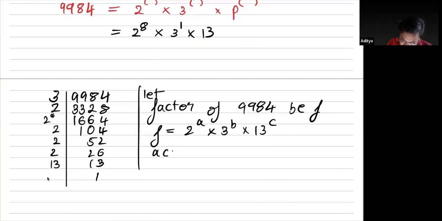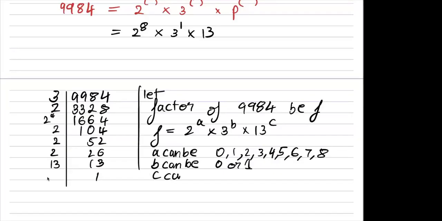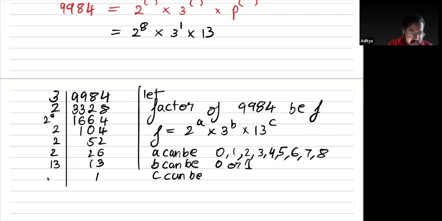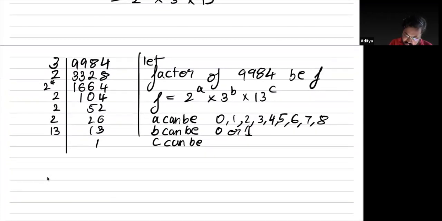Now a can be 0, 1, 2, 3, 4, 5, 6, 7 or 8. Maximum it can go up to 8. Minimum it could have been 0. Same for b, it can be 0 or 1. Sir, is my answer correct? C can be... Dev, third question not correct. Kavya and Vivan, correct answer. Rudra, you just have to write this. This is the prime factorization. I think you misunderstood the question. Okay, c can be 0 or 1.